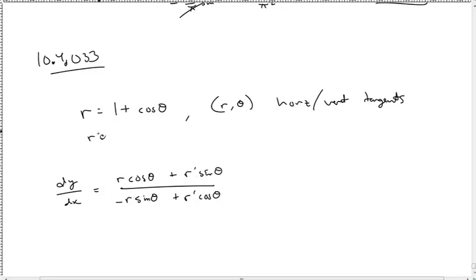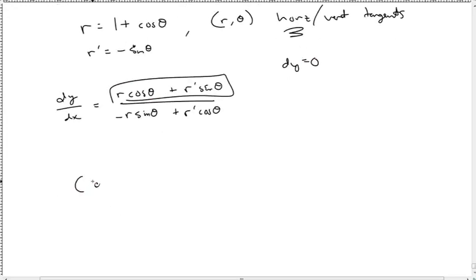Here, let's find my r prime while I'm sitting here. So the 1 goes away, and my cosine goes to a negative sine. Nice, nice. So now what? Well, when they say horizontal, and we saw this last time, they're trying to say dy equals 0. That's going to be my top is equal to 0. And so what I need to do is just plug it in and then start solving.